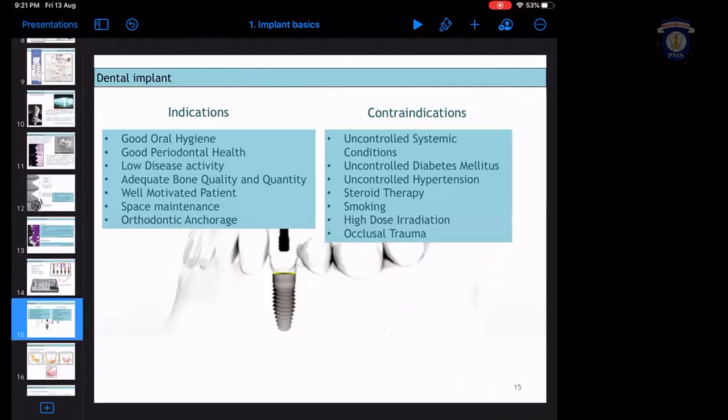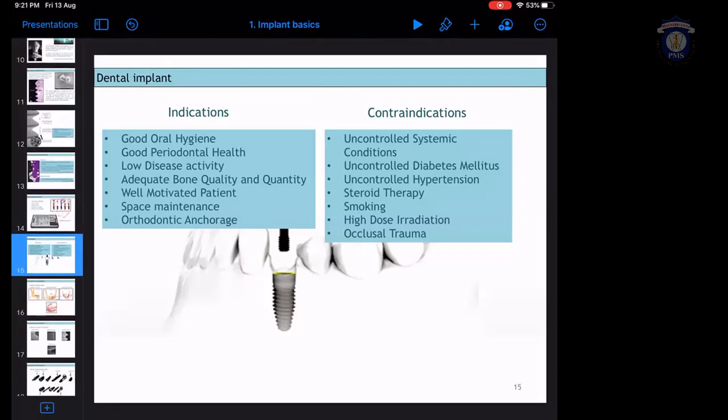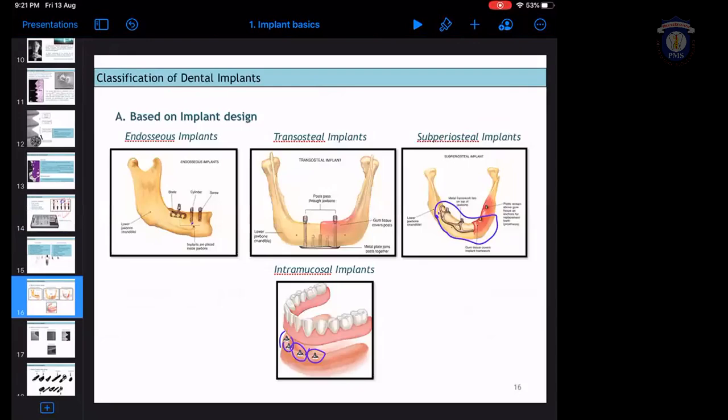The uncontrolled systemic condition, especially diabetes mellitus, so we have to check whether the patient has been diabetic for the past few years, and check the glycosylated hemoglobin value before planning for an implant placement. Then uncontrolled hypertension, like any surgeries, we have to control it. Steroid therapy, which can reduce immunity. Patients having poor oral hygiene, smokers, high dose irradiation after any diseases, and occlusal trauma also.